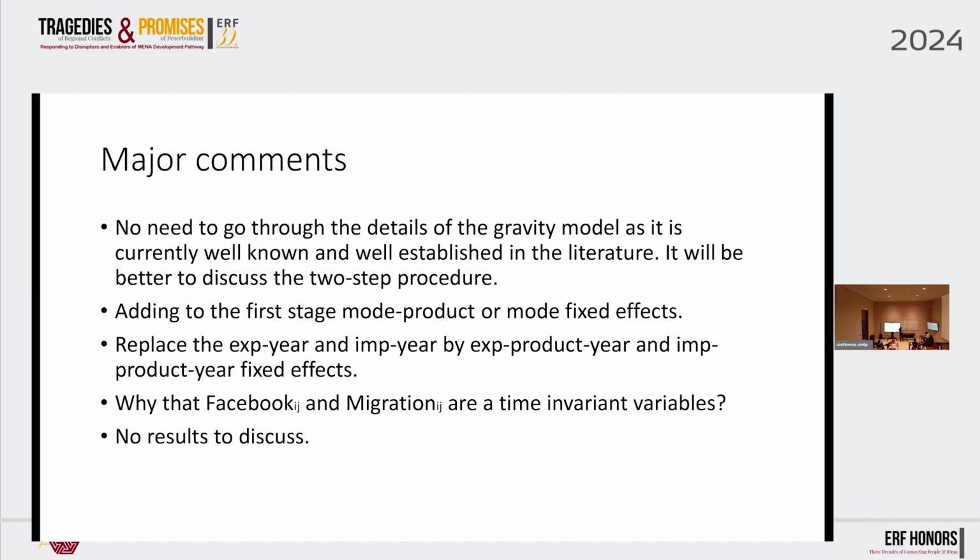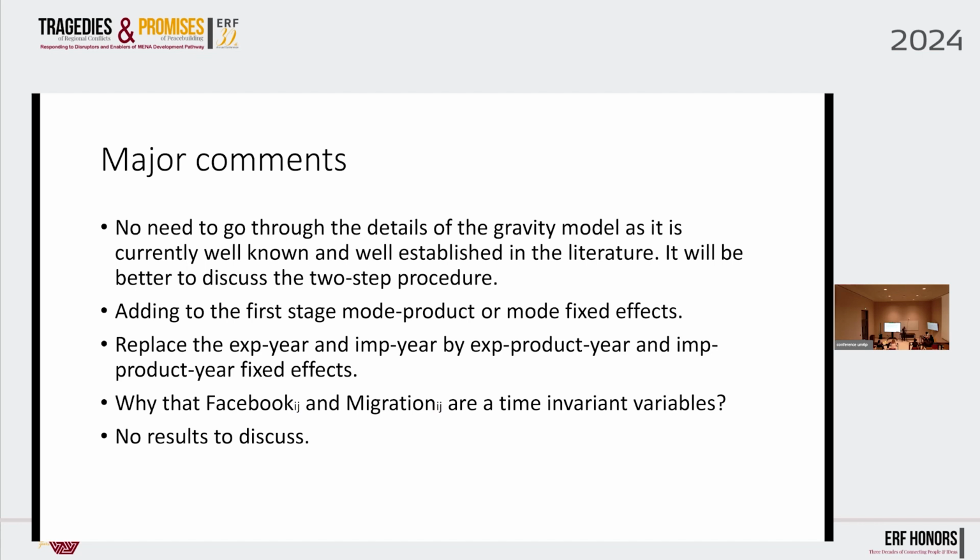And then in the second stage, in one of the regressions, not the results, but in the methodology itself, you're mentioning that you're going to use export year and import year fixed effects to measure the multilateral resistance, right? But it's also important to run the regressions with export product year and import product year fixed effects because you have also the product dimension, and this will better reflect the structure of your data set.